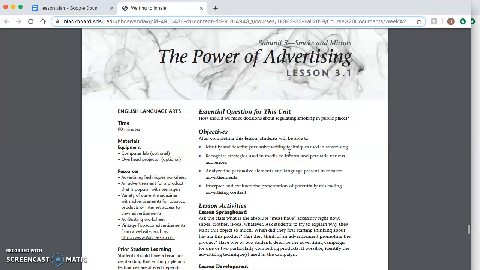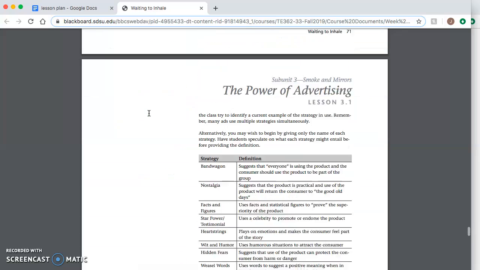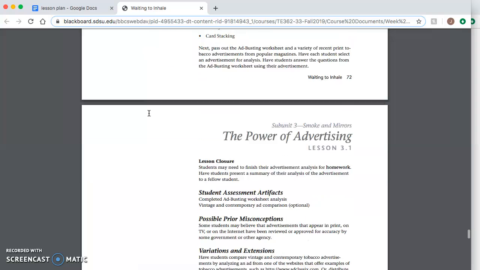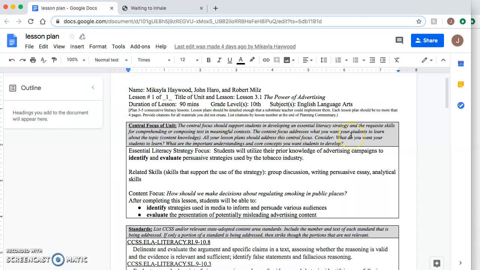Alright, so for this lesson plan, we took this lesson excerpt from the Smoke and Mirrors unit, and our section specifically talks about the power of advertising. And so we fit this lesson into our 3SB lesson template. If we look right here, we'll see the template that my group put together.